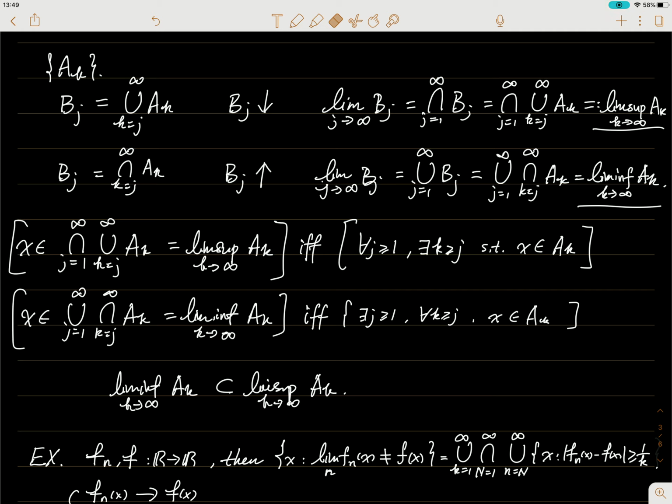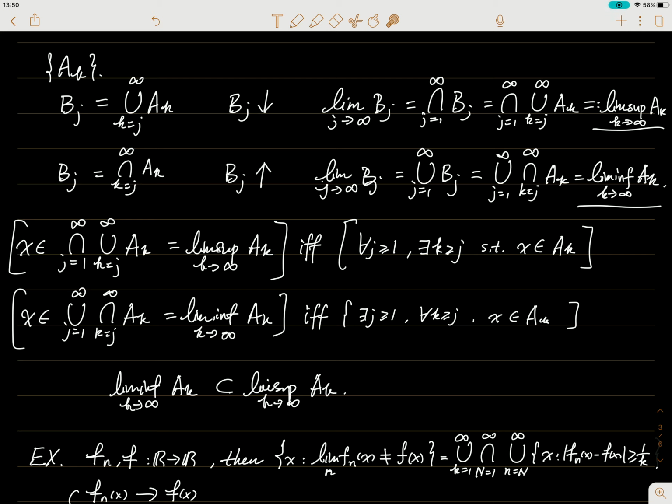Okay, our next definition or concept is the so-called upper limit and lower limit of sets. Previously we had a sequence of sets which are monotone, so they're either increasing or decreasing. But in general, we may just have a sequence of sets that are not necessarily monotone. In this case, we can still consider a limit, but it would be the upper limit and lower limit instead. So the upper limit is defined in this way.